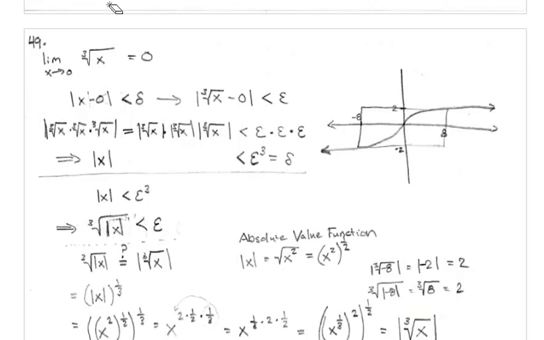Okay, number 49. This one's a little bit trickier because you have to think about a couple extra things, but it's not too hard. In number 49, we have the limit as x goes to 0 of the cube root of x. We try out direct substitution and we find the cube root of 0, which we claim is 0 itself because 0 is equal to 3 zeros multiplied together.